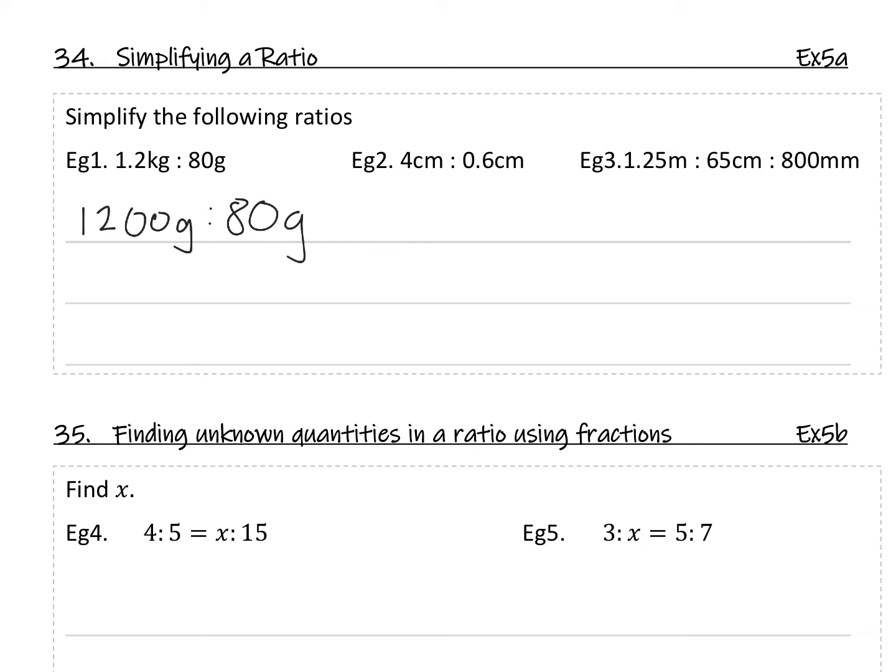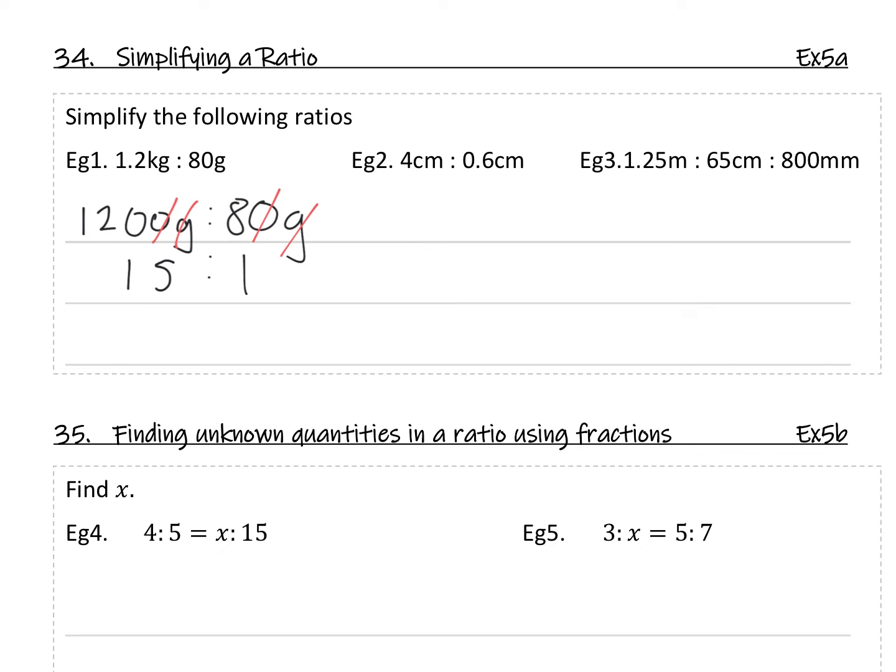To do it quickly, you can divide through by the highest common factor. But if you can't see what that is, you can do it in steps as well. So I'm going to begin. We can get rid of the units now that they are consistent, so they can disappear. And we can divide through by 10. That gets rid of one of the zeros each. And then we can divide 120 by 8 and divide 8 by 8. 8 goes into 12 once with 4 left over, and 8 goes into 40 5 times. So we're left with 15 to 1.